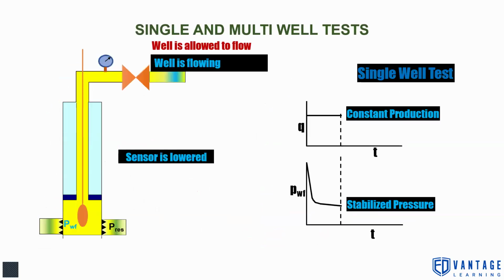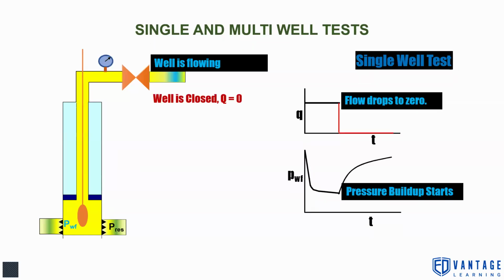So single and multi-well tests. So in single test, a sensor is lowered and a single well flows. Whenever we have constant production rate, the pressure drops to a stabilized value. That is a single well test, where it is a drawdown test when the well is flowing. But when the well is shut in, you have Q is 0, but P increases drastically initially, but later flattens down to a stabilized value when the well is closed.